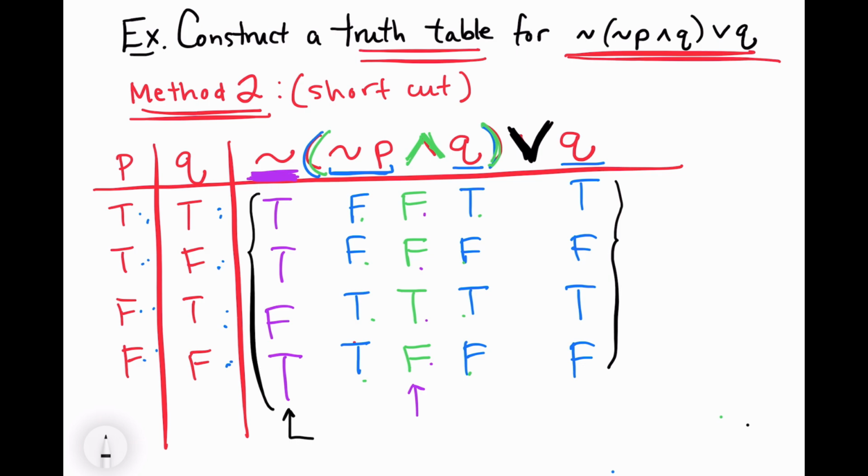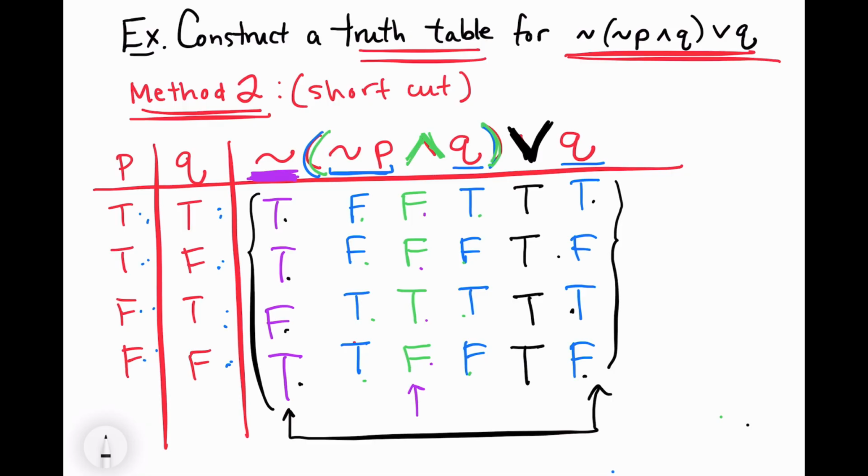So if I look at these, we know the disjunction of a true and a true is true. True and false is true. False and true is true. And true and false is also true. And this is the final value: true, true, true, true, which is what we got last time.